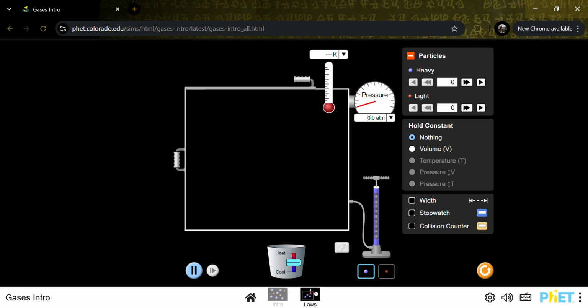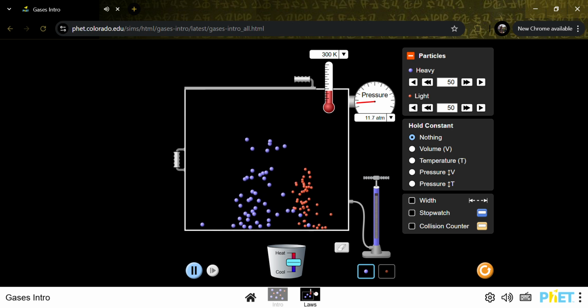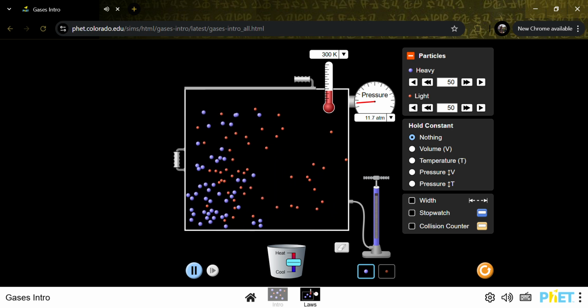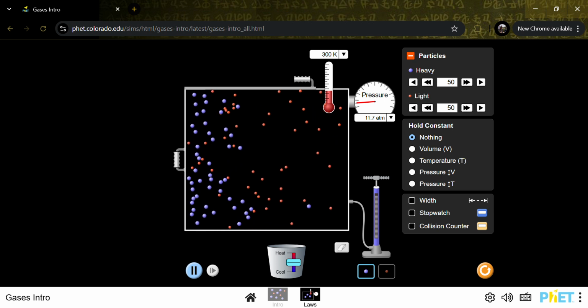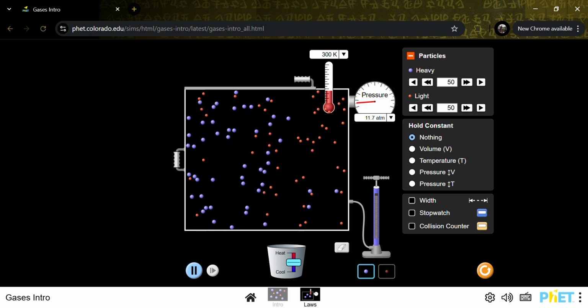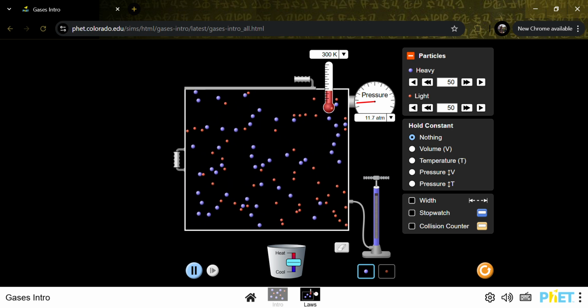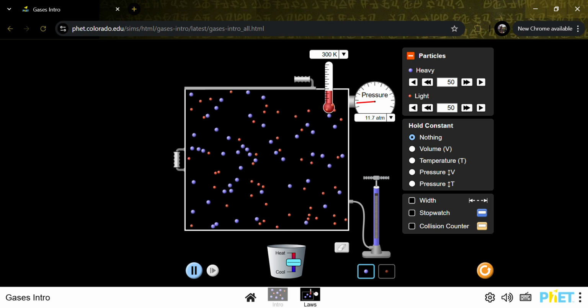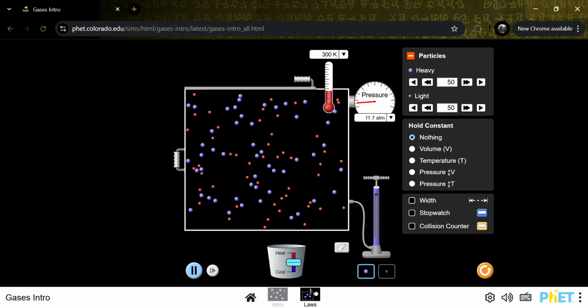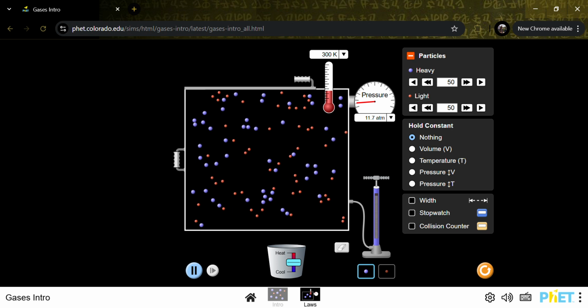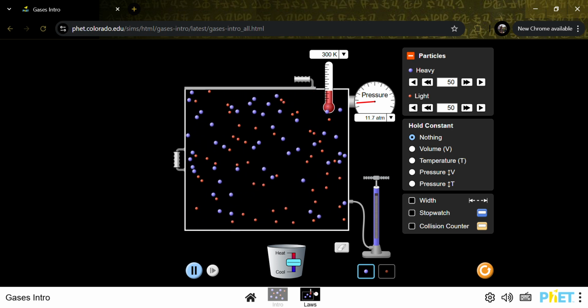The larger particles, as you can see, each come out separately, and the smaller particles will move at a lot faster rate than the larger particles. That's because their size changes how quickly they move. Smaller, as you can see, moves faster, and larger moves a lot slower.